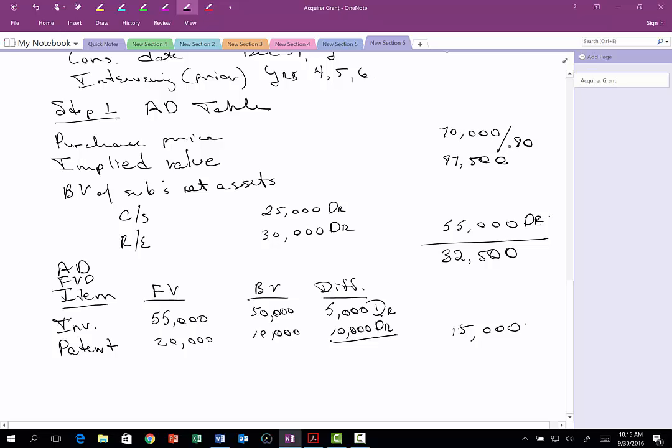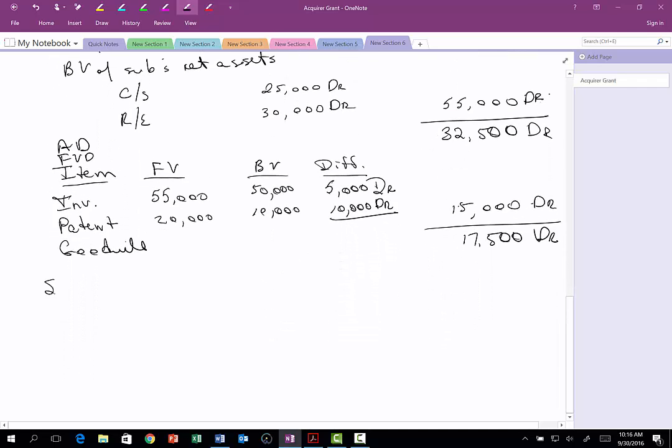Remember, here we always subtract and here we always subtract. Okay, so we're subtracting 15,000 from 32,500, which will give us 17,500 in a debit position. That's our goodwill at acquisition. Okay, so that is step one, our acquisition differential table.